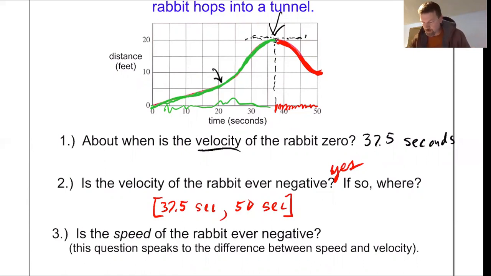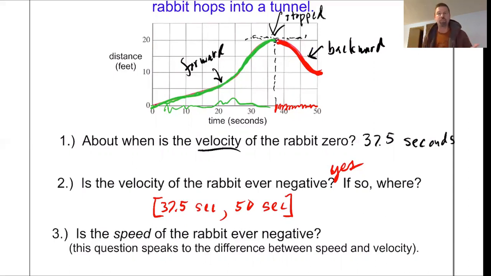So this was going forward, right? Positive slope. I was going backward, negative slope. And right there, it was stopped, right as it was changing from a forward movement to a backward movement. That's the same as velocity. Forward velocity would be a positive velocity. Backward velocity would be a negative velocity. When you have a velocity of 0, you are stopped.